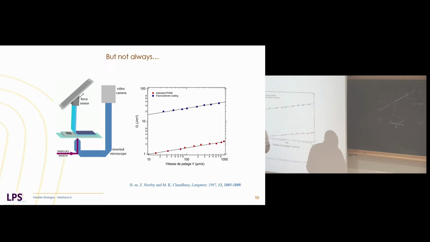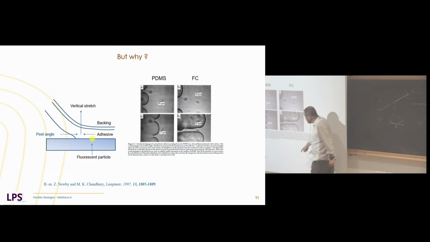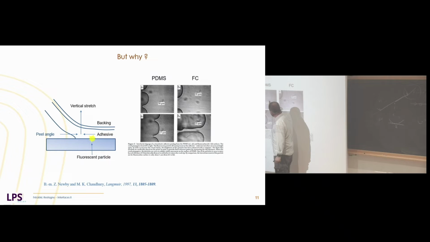Second, why is there such a difference between these two coatings? Well, these data are coming from an experiment, again by Manoj Chaudhury and Newby. Here you have a scotch tape, and what happens when you peel a scotch tape is that there is some tangential force in the adhesive. Newby was smart enough to look at the position of a particle included in the adhesive, some dust at the interface, in the two cases: the PDMS surface and the fluorinated surface.